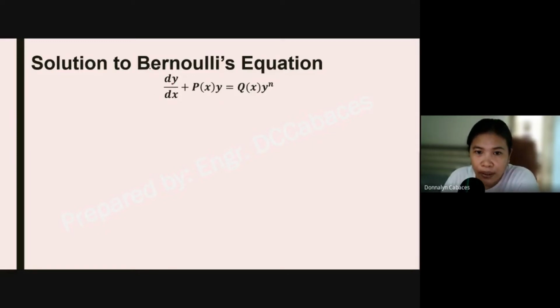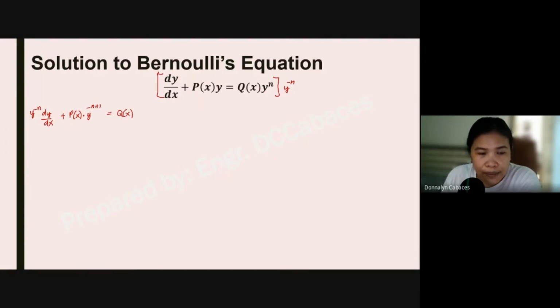Since I mentioned a while ago that the difference is the presence of the factor y to the n on the right side, we want to remove this y to the n on the right side. So what we do is we multiply the given differential equation by y to the negative n. And therefore, what is the resulting equation? So y to the negative n, derivative of y with respect to x, plus p as a function of x times, this is y to the 1 times y to the negative n, is y to the negative n plus 1, is equal now to q of x. So we eliminated now the y to the n on the right side of the equation.